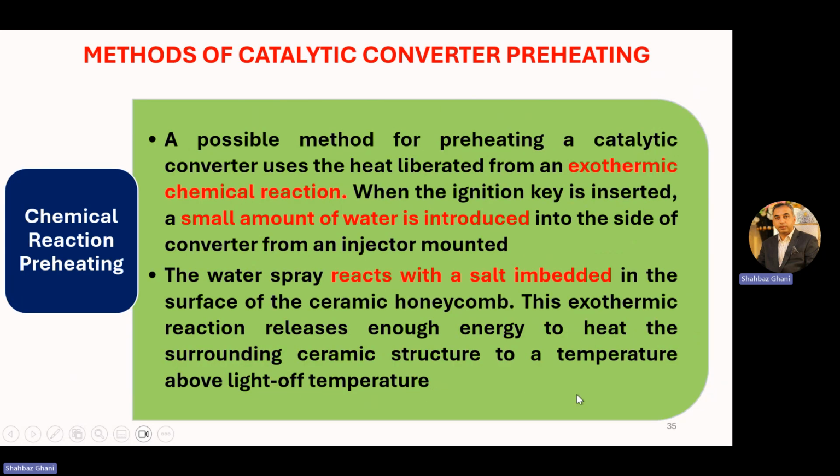The last method for the catalytic converter preheating is the chemical reaction preheating. A possible method for preheating a catalytic converter uses the heat liberated from an exothermic chemical reaction. When the ignition key is inserted, a small amount of water is introduced into the sides of the converter from an injector mounted. The water spray reacts with the salt embedded in the surface of the ceramic honeycomb. This exothermic reaction releases enough energy to heat the surrounding ceramic structure to a temperature above light-off temperature.